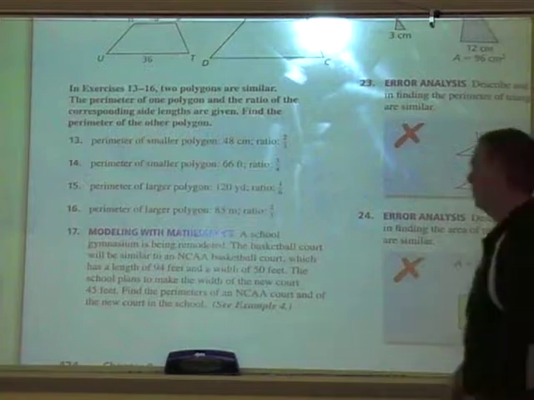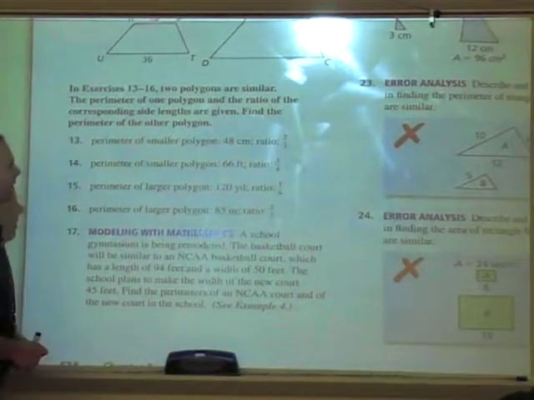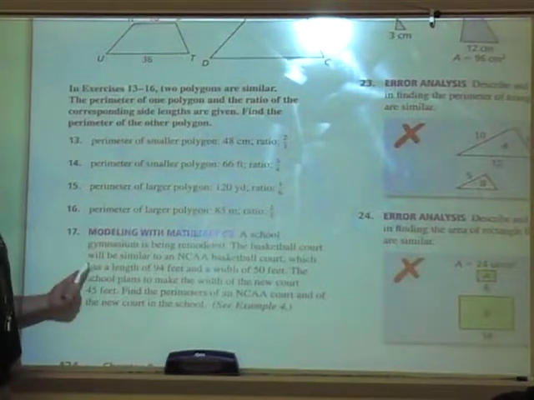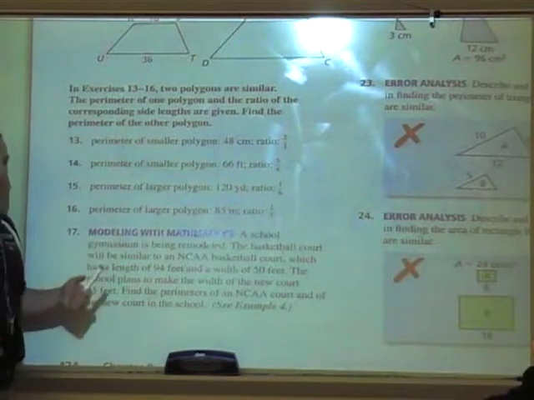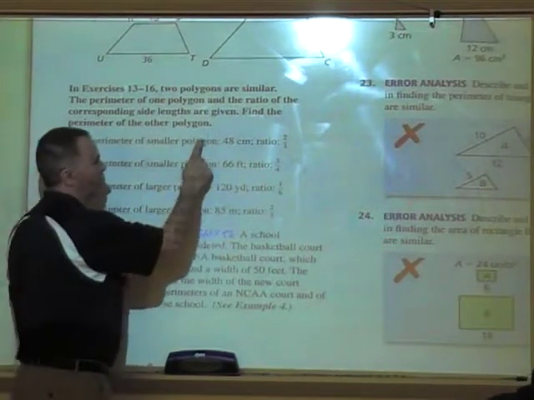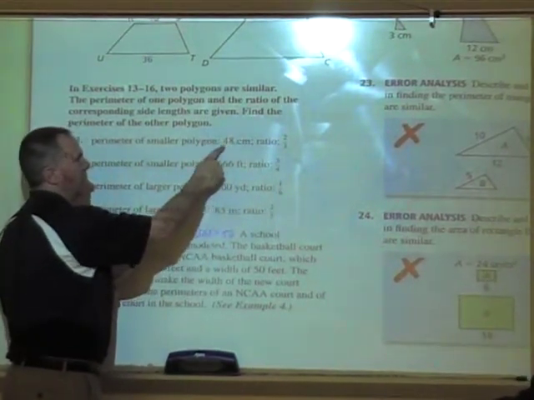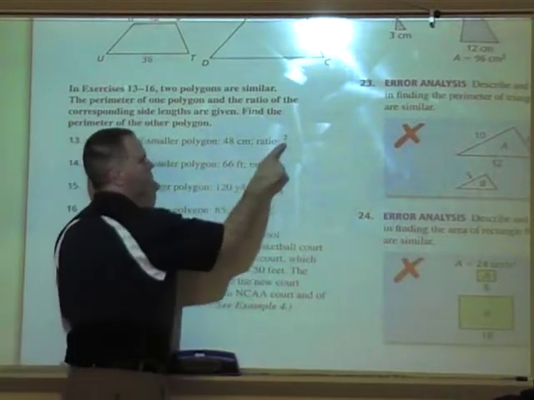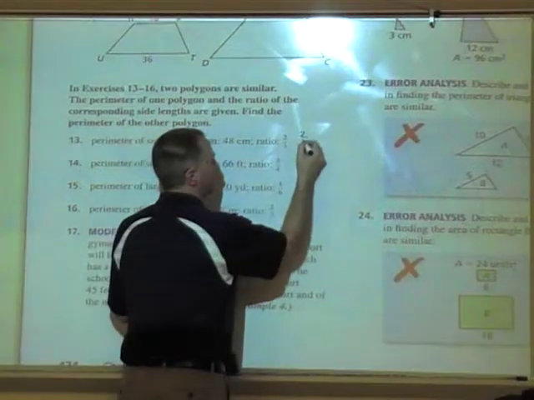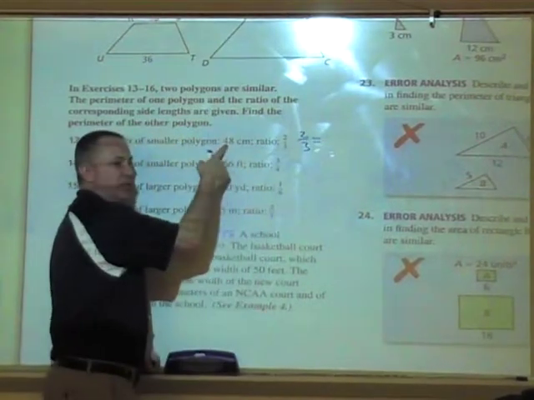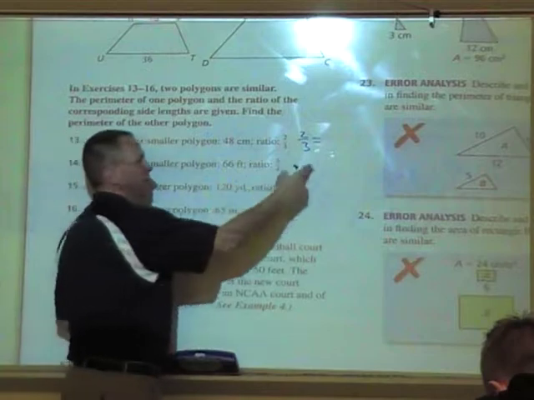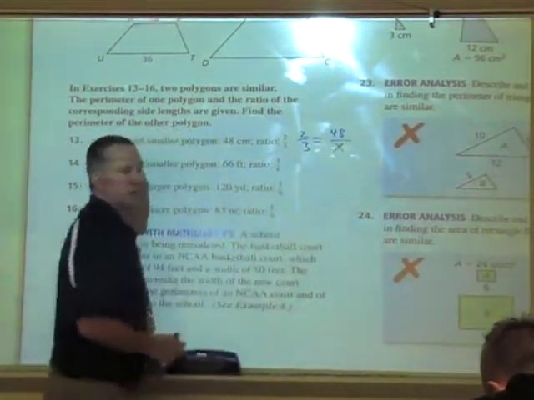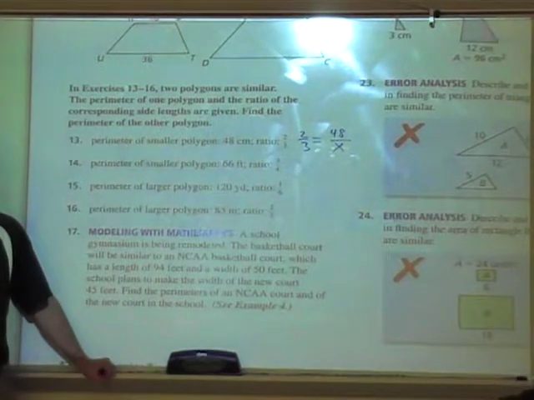This should be fairly simple to you. So, the perimeter of one polygon and the ratio of the corresponding side lengths are given. Find the perimeter of the other polygon. Same type of thing. The perimeter of the smaller figure is 48. That means I want the perimeter of the larger figure. So, this went small to large here. 2 is to 3. And the 48 is the smaller figure, so it goes on top here because it's the smaller one. Small to large, small to large. And that's how you set that up to find the perimeter of the other figure.